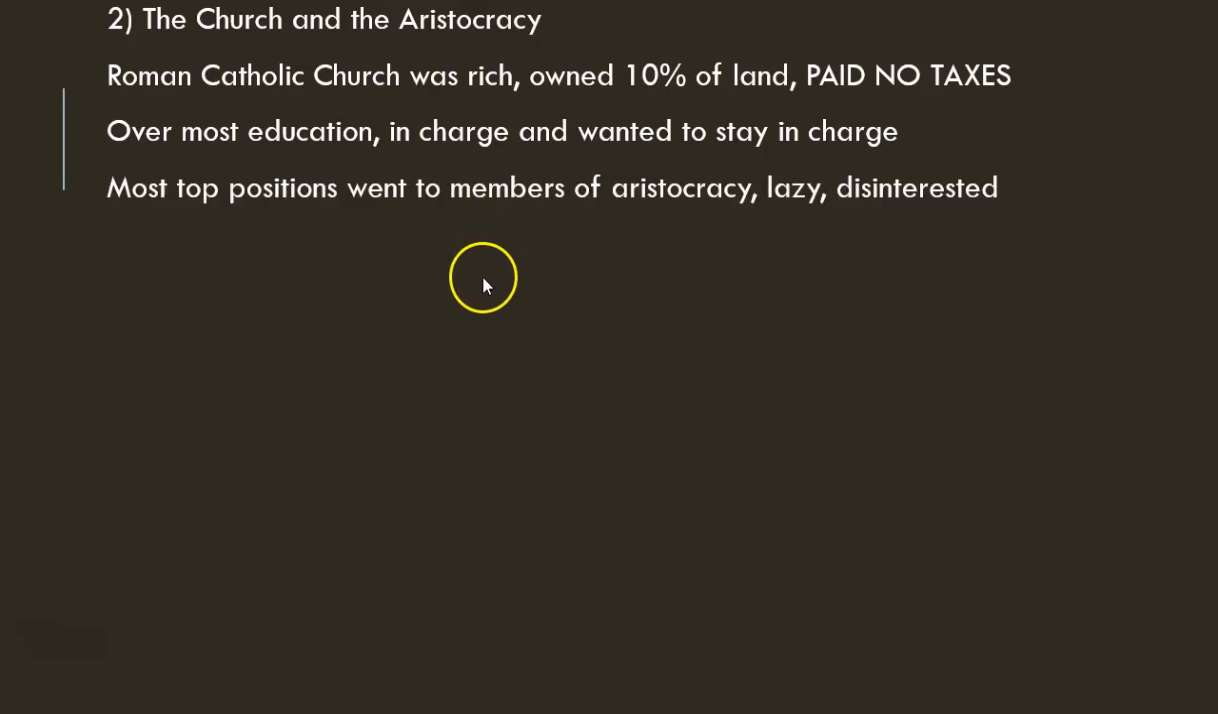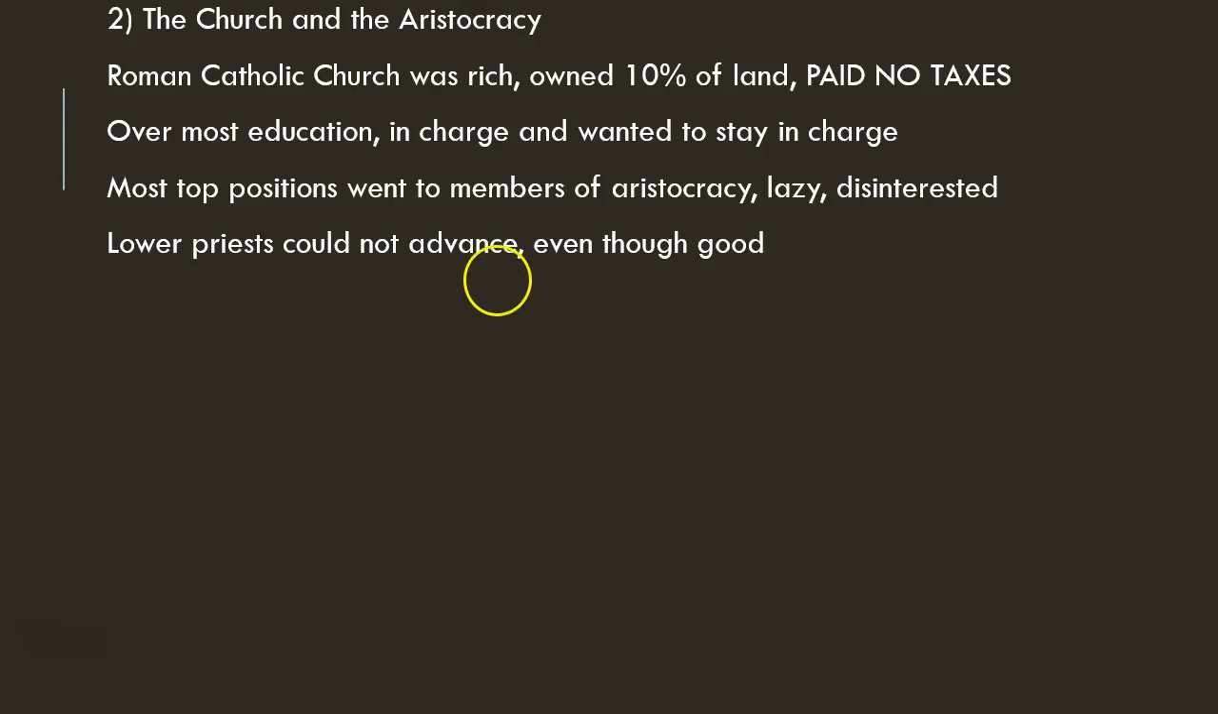Most top members of the clergy were members of the aristocracy, and they were lazy and disinterested in religion and the plight of the poor. The lower priests, what's interesting is some of them actually did pay taxes. They could not advance to the higher ranks, although a lot of them were very, very good at their job. And this is going to be very important later on. So if you're my students, you might want to highlight this.